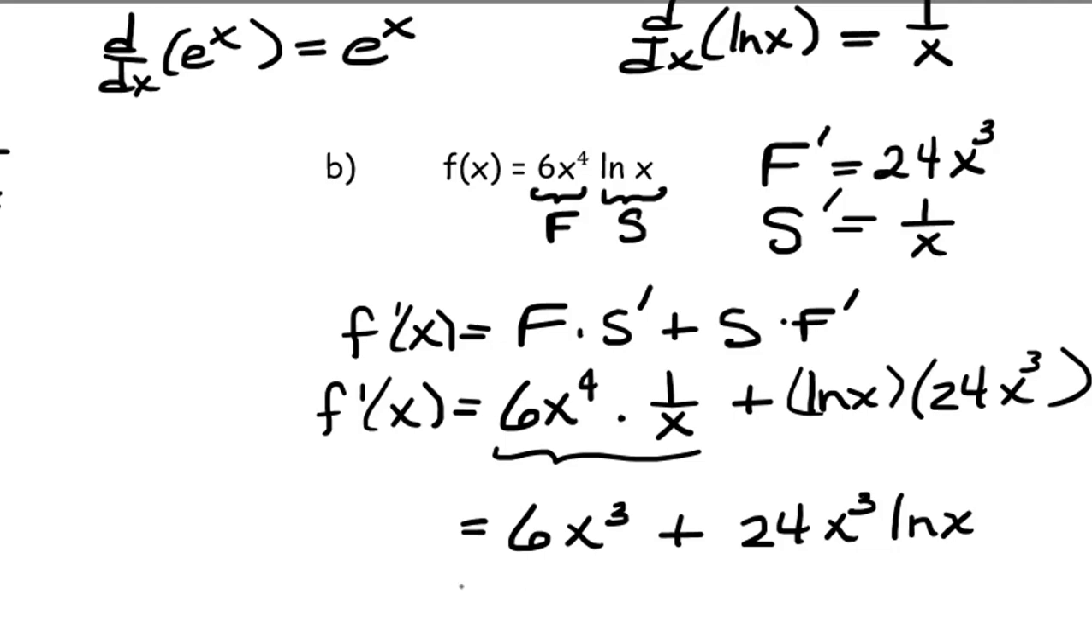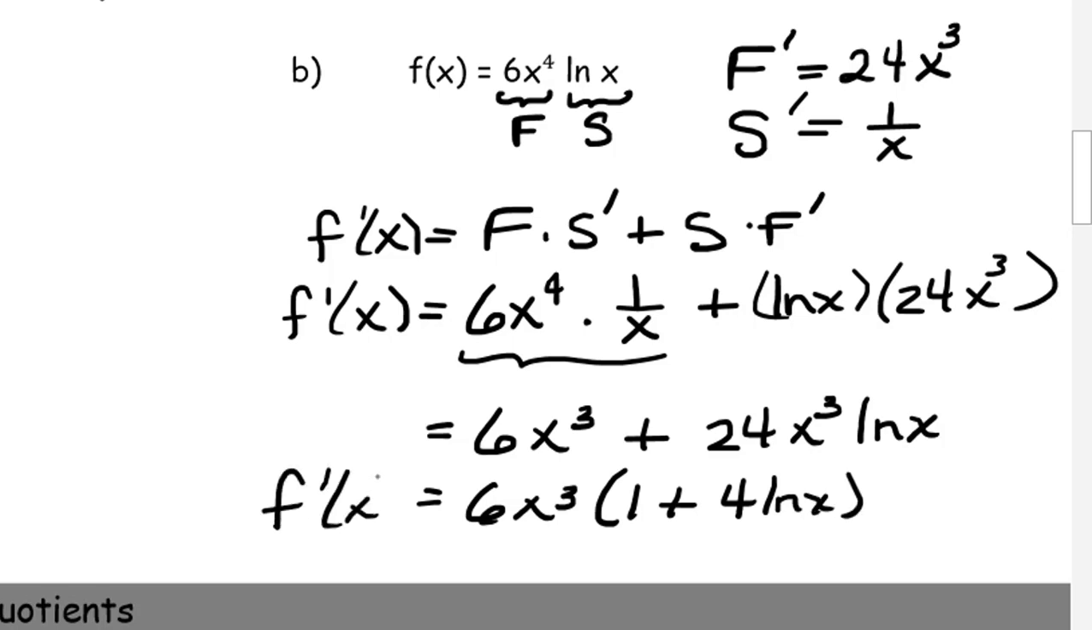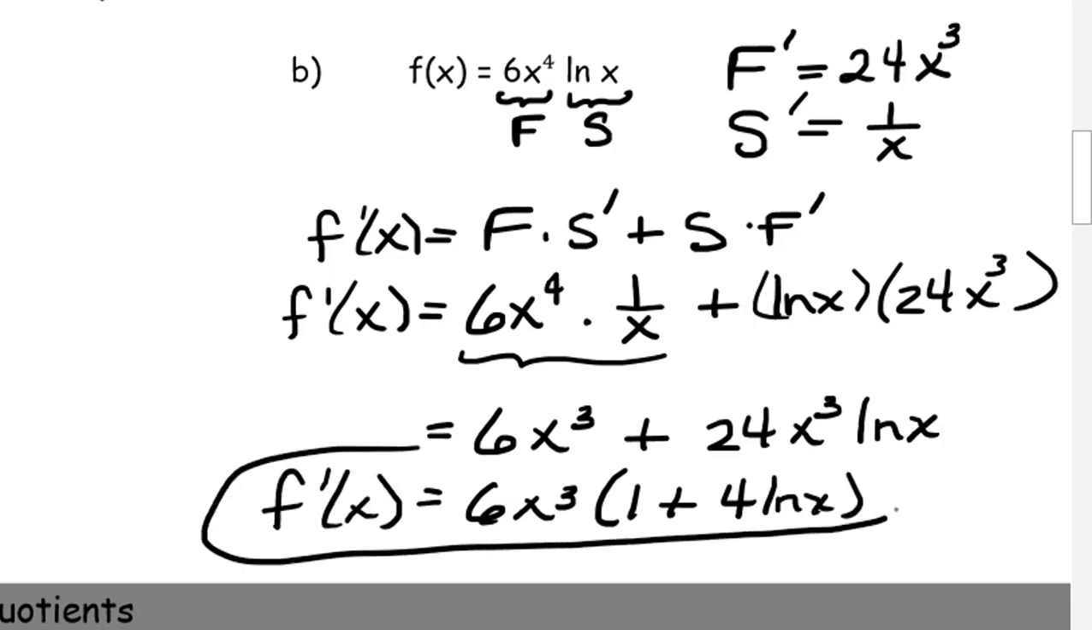And then similarly to before, if you can factor, we would do that. We can factor out a 6x cubed, leaving behind 1 plus 4 natural log of x. So there's our derivative in its simplified form.